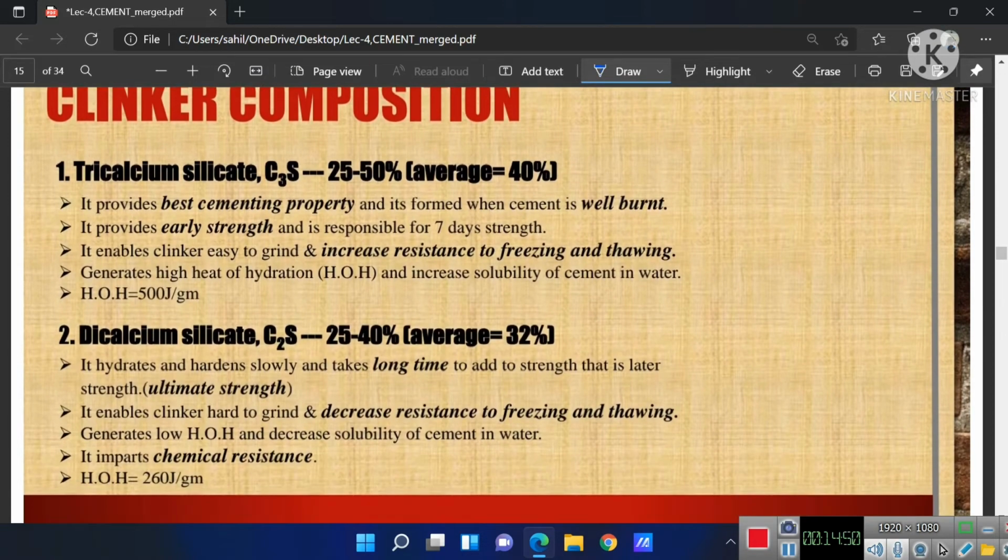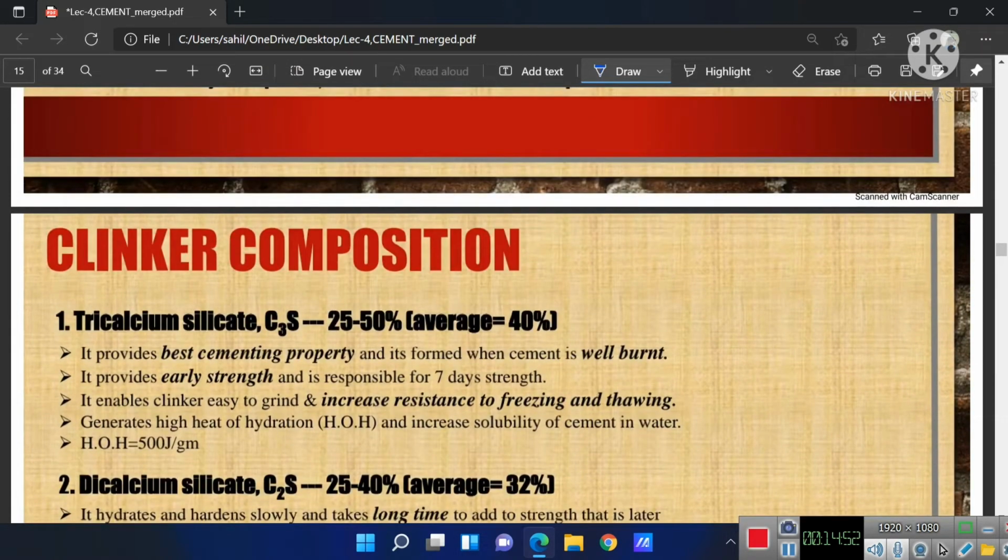Here are the properties of the 4 bulk compounds, starting with tricalcium silicate. The average composition, that is 40%, must be present. It provides the best cementing property and is formed when cement is well burnt. It provides early strength and is responsible for 7 days strength. It makes clinker easy to grind and increases resistance to freezing and thawing. It generates high heat of hydration and increases solubility of cement in water. And the heat of hydration is 500 joule per gram.